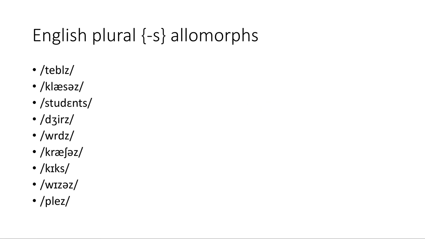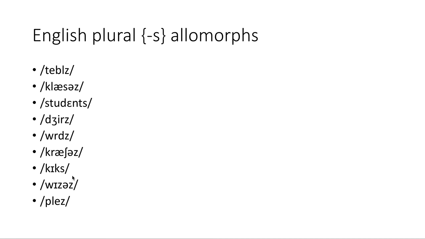And these are what my transcriptions look like. What do you notice? So we say that all of these have a plural S morpheme on them, but really we have endings that are different across several of these words. So: tables, classes, students, jeers, words, crashes, kicks, wishes, plays.